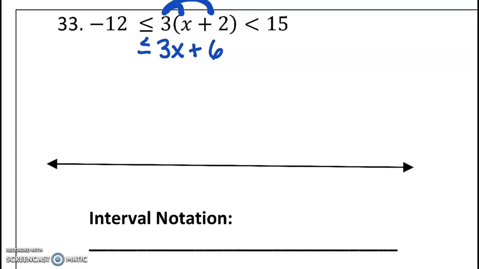I keep my less than signs. I keep my numbers on the sides. And I move to my next step. Now what would you like me to do? I'm going to move the positive 6 by subtracting 6. When I do that, I do it to all sides. So I do it to the 15 and to the 12. I do it to all sides.